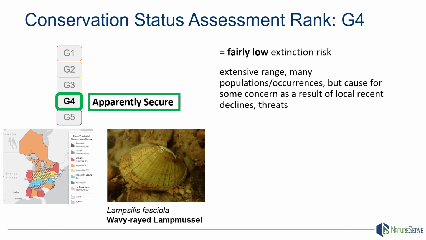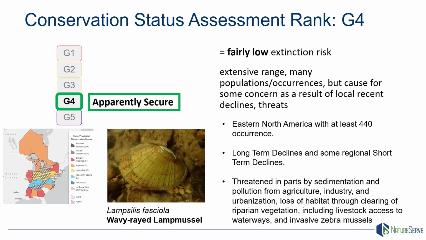The wavy rayed lamp mussel is ranked G4. This mussel has a wide distribution from southern Ontario through the southeastern United States, with at least 440 occurrences across the Great Lake region, Ohio-Mississippi drainage, and Tennessee River system. It has declined slightly over the long term, but with short-term declines in some areas. It is affected by multiple threats.